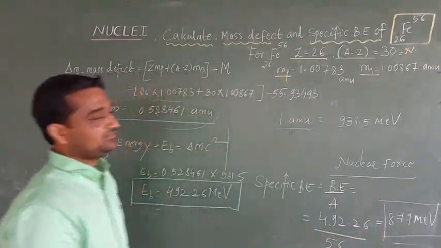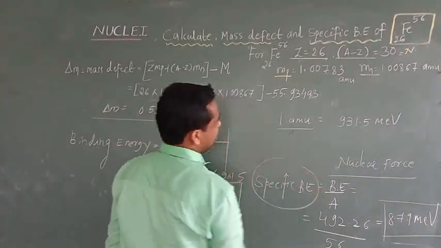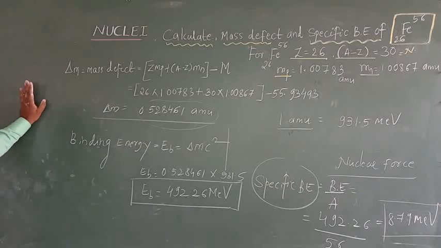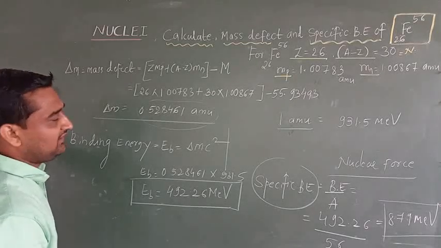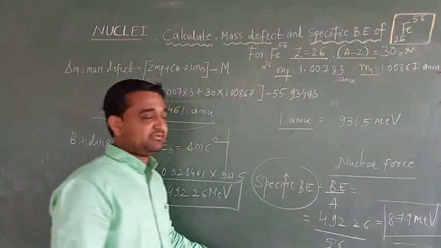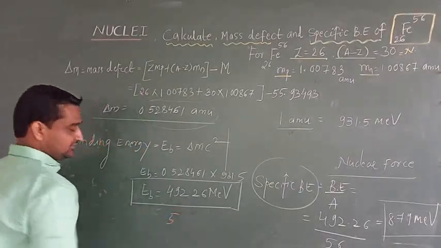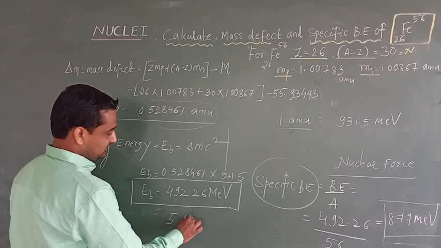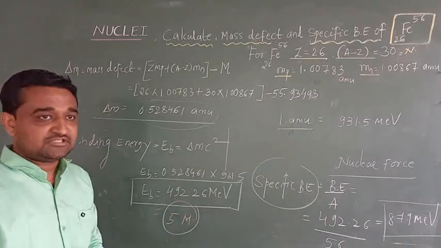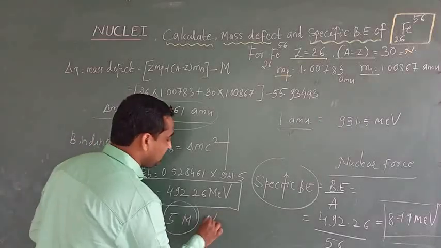It is called as what? The binding energy per nucleon or specific binding energy. So this is a very important numerical in the chapter Nuclei. In the previous examination, in the 2020 supplementary examination, they asked a 5 mark question: calculate the mass defect, binding energy and specific binding energy of the alpha particle.